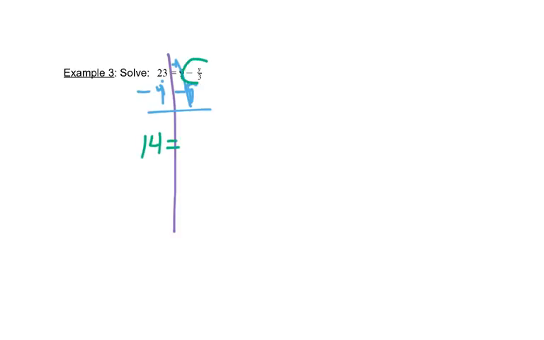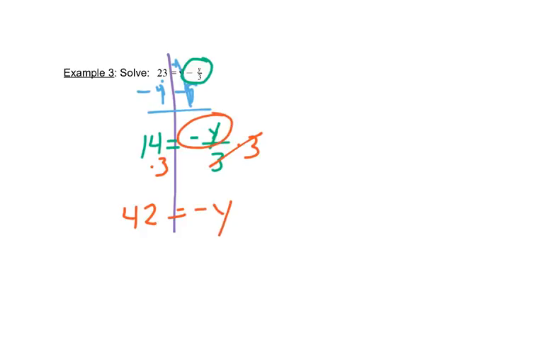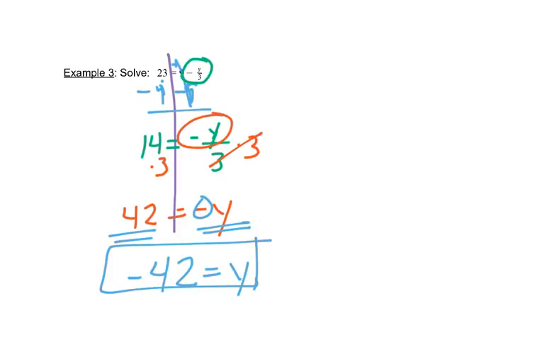On the right, we need to be really careful. There's a minus in front of that, so we really have negative y over 3. So the next thing we'll do, like we did earlier, last section, is we'll multiply both sides by 3. So 14 times 3 is 42, and we still have that negative y. We talked about before, if I don't want that negative there, because I'm not done yet, if I change this sign, then I have to change this sign as well. So my final answer is negative 42 equals y.